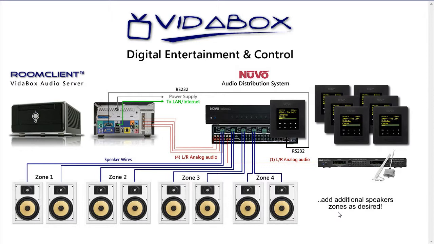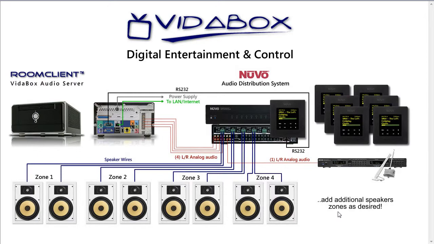For control, in-wall keypads provide a direct, metadata-rich interface showing artist name, song title, and other track information. Using the keypad is very easy. The VidaBox sources would act like any other music source, allowing me to browse by artist, song, etc. The info is carried between the VidaBox and the audio distribution amp over the RS-232 cable.